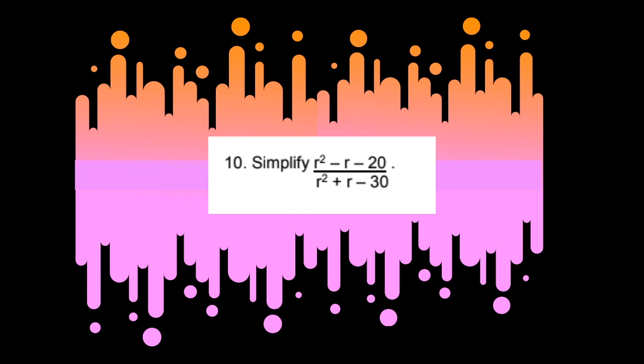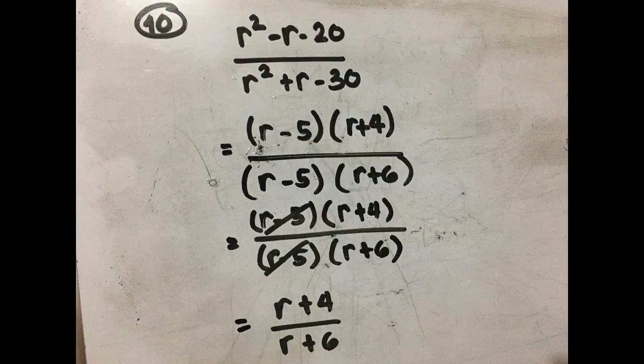Now lastly, number 10. Simplify r squared minus r minus 20 over r squared plus r minus 30. Again, let's factor them. If we factor out r squared, we have r and r. If we factor out 20, it says negative, so we have negative 5 and positive 4. Since the middle term is negative, the bigger number takes the negative sign.